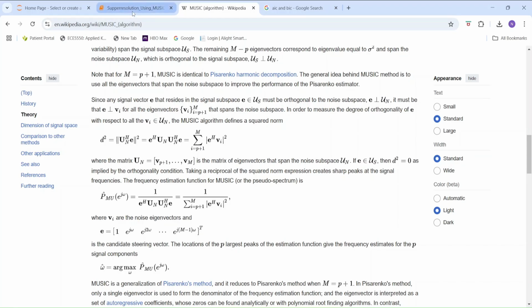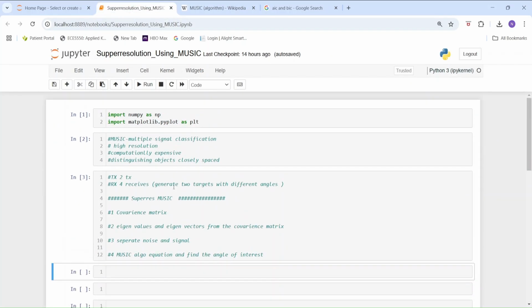So let's get started. First of all, the workflow. We are going to have two transmit antennas and four receive antennas, so basically my MIMO system. And we are going to generate two targets with different angles. So in this portion we are going to ask MUSIC, hey, what is the angle of arrival, can you find that out?